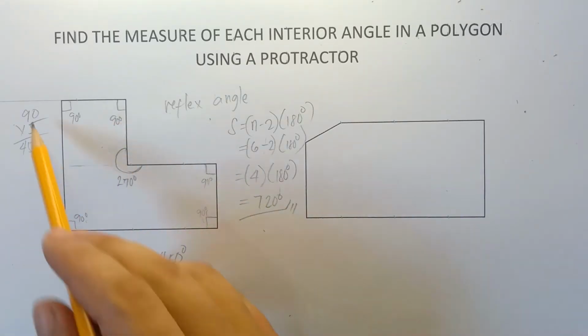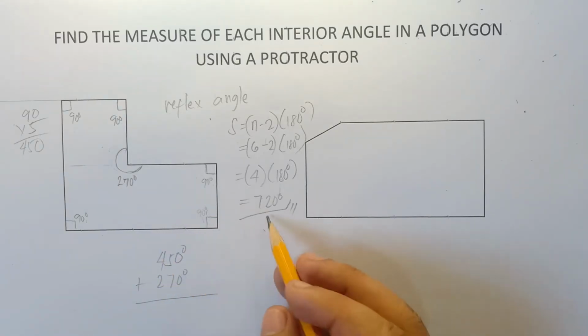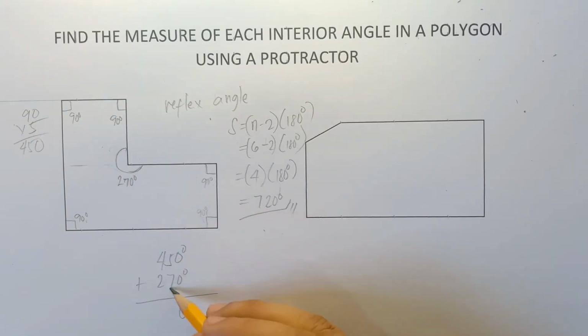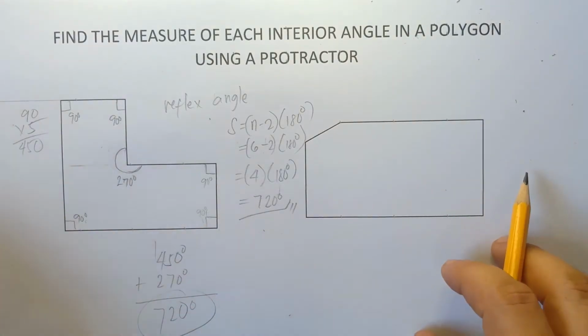1, 2, 3, 4, 5. 90 times 5, that's 450. 450 plus 270. So let's check if we get 720. 0. 5 plus 7 is 12. 2 carry 1. 4 plus 1 is 5 plus 2 is 7. 720 degrees. Therefore, class, our answer is correct, class.